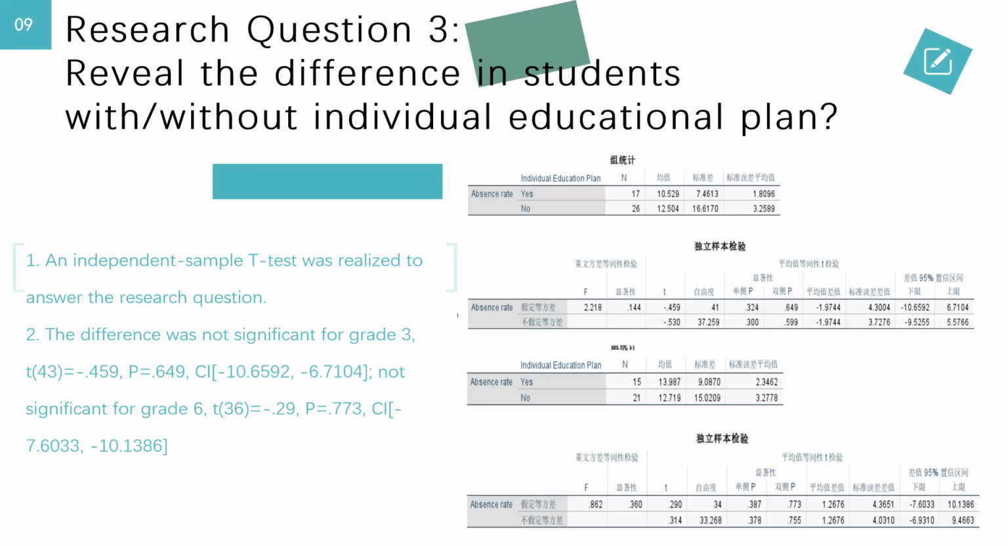The difference was not significant for grade 3. With the sample size of 43, the t-score was minus 0.459, and the p-score was 0.649. The result for the grade 6 students was also not significant. With the sample size of 36 students, the t-score was minus 0.29, and the p-score was 0.773. So with the t-test of the two grades, the answer is not significant. The difference between the absence rates with and without individual education plans was not significant.